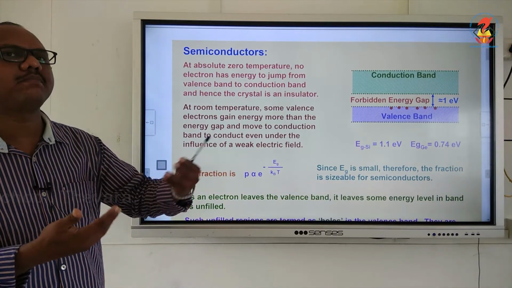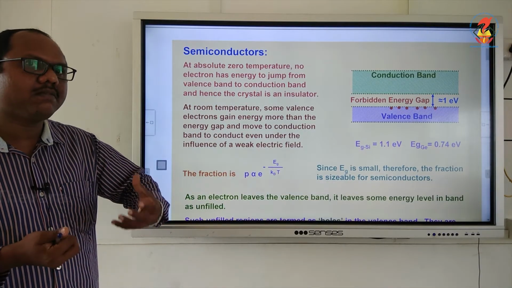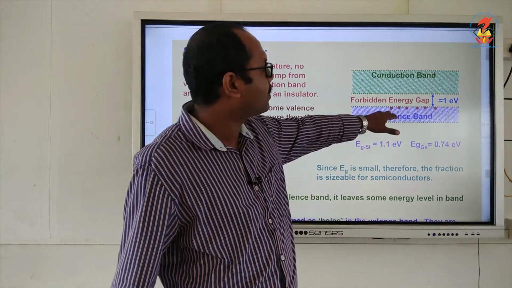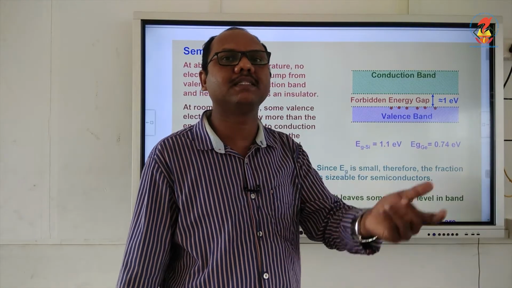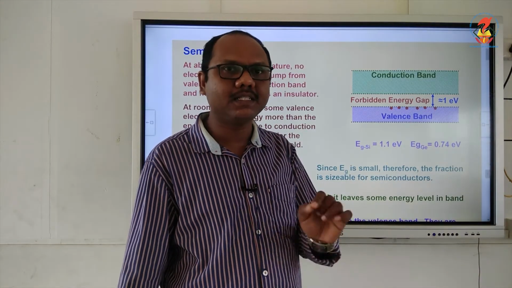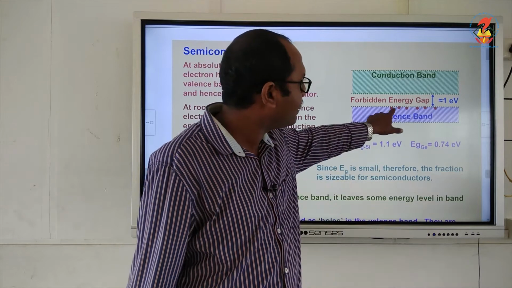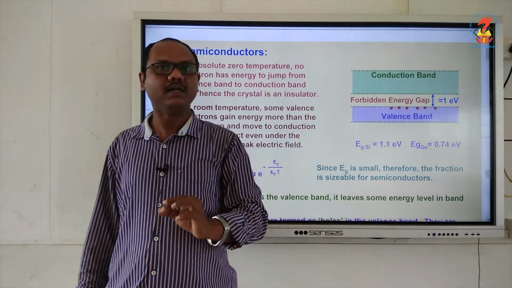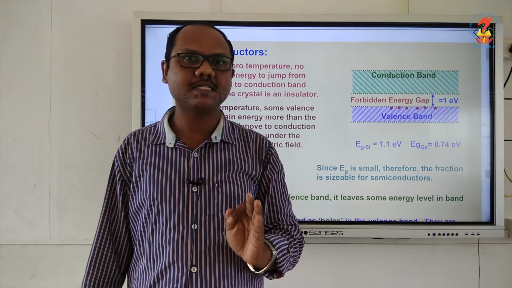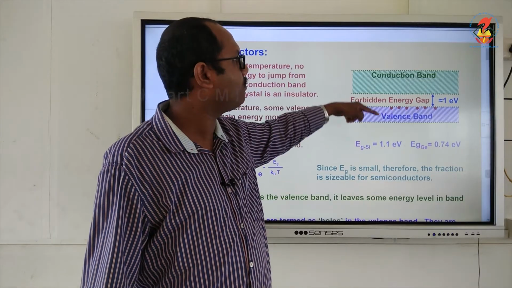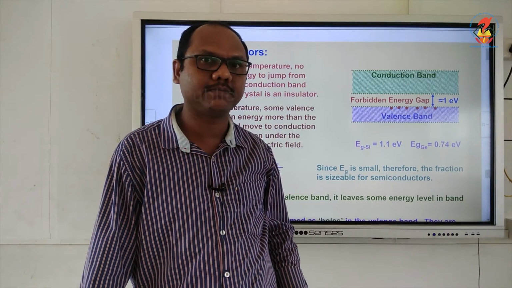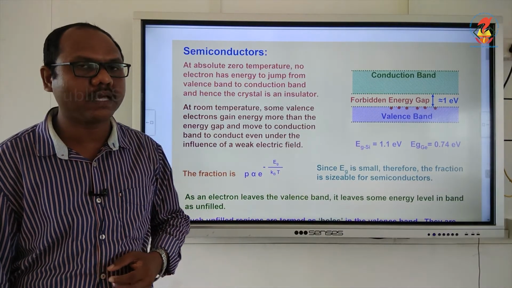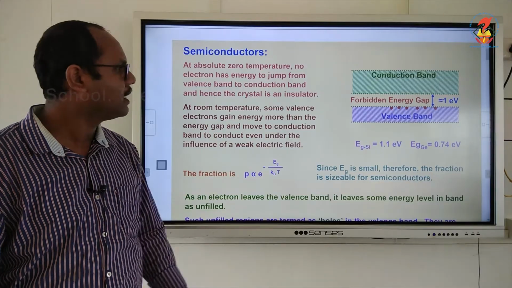Now at room temperature, what will happen? When the temperature is increased, slowly the electrons in the valence band will break the covalent bond and jump from the valence band to the conduction band, and they become free electrons. As the temperature increases, more and more electrons will jump from the valence band to the conduction band. As a result, the conductivity of the semiconductor will increase.